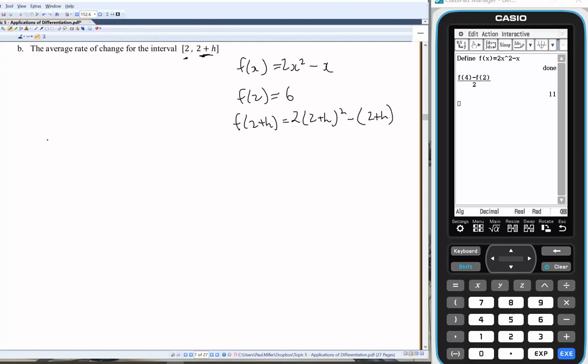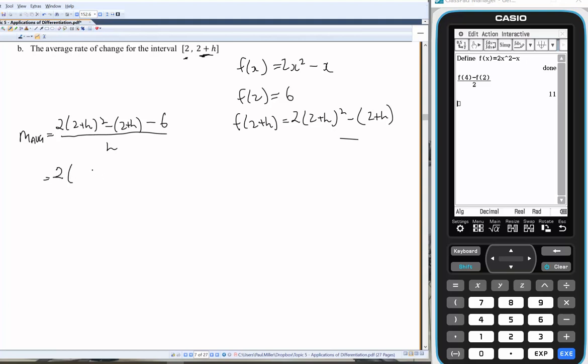Right, now let's get the average rate of change. So m average is equal to 2 plus h all squared, take away 2 plus h, take away 6. So that's f of 2 plus h, that's f of 2, all over 2 plus h take 2, which is simply h. So this is looking a lot like first principles here without the limit, and that's exactly what it is.